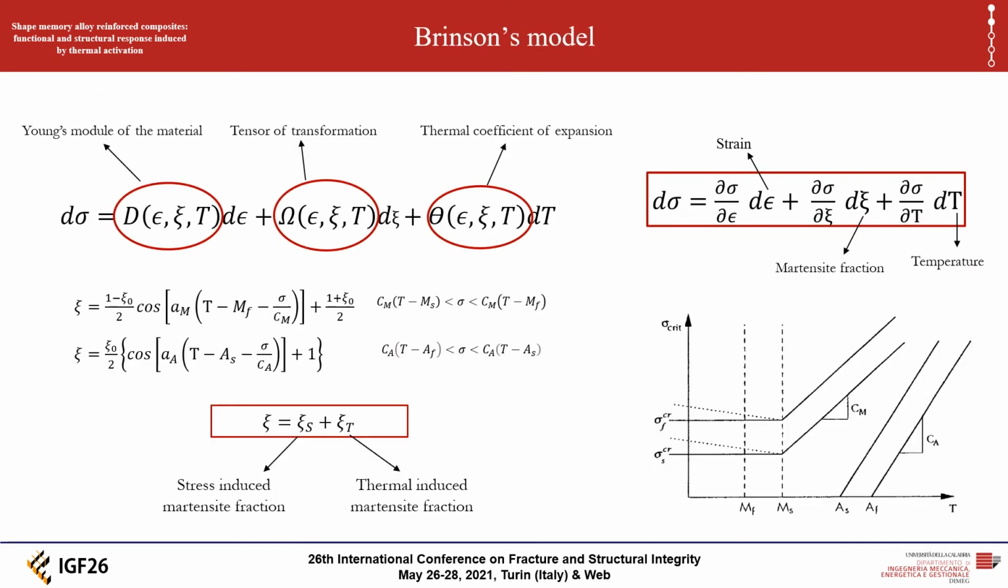To simulate the behavior of SMA, a numerical model has been developed based on Brinson's work. The model estimates stress and strain of a monodimensional element, such as a wire, under mechanical and thermal load. The model takes into account the mechanical properties of the phases and the variation of the martensite fraction induced by stress or a thermal load.